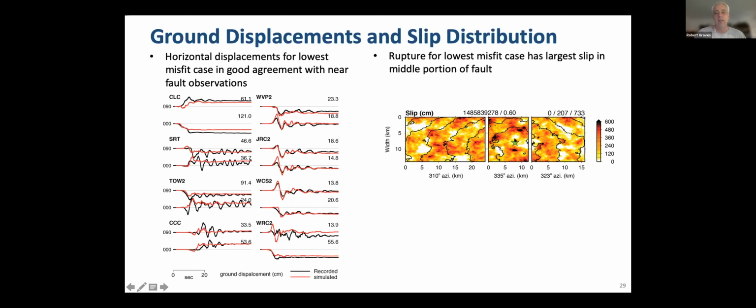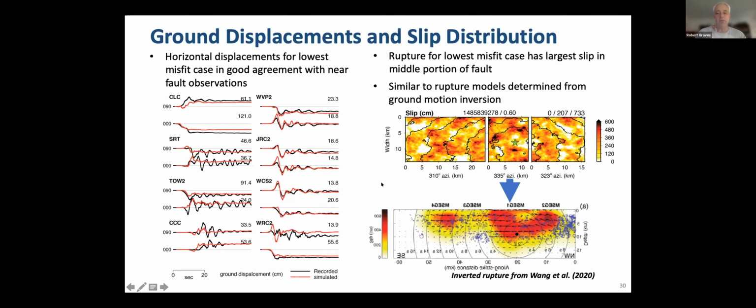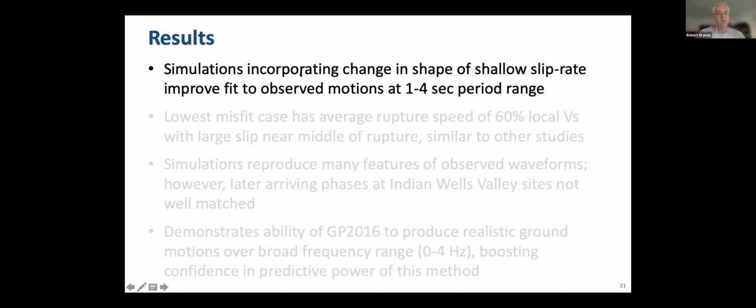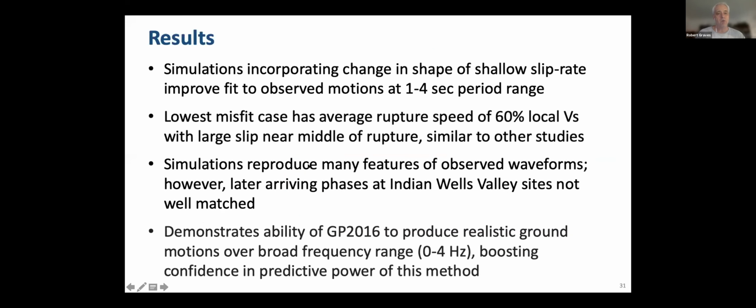Yeah, okay. And this is similar to what we see in the rupture model inversions. So I'll just quickly show the results here. The main takeaways: this change in the shape of the slip rate function is very important. And this whole approach demonstrates the ability of the rupture generator to produce these high frequency ground motions, boosting the confidence in this approach. And I will end there.